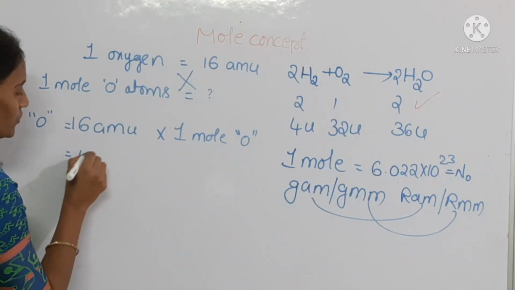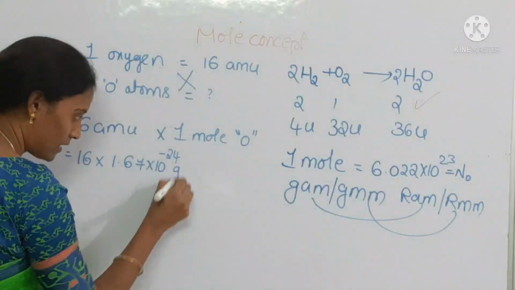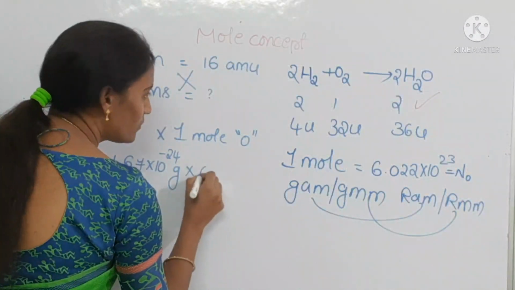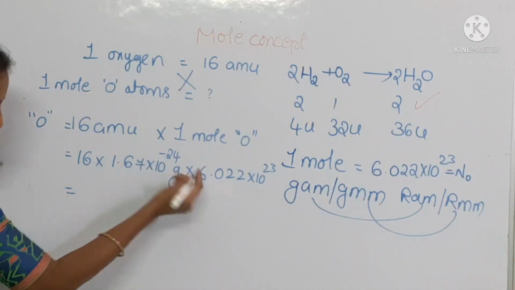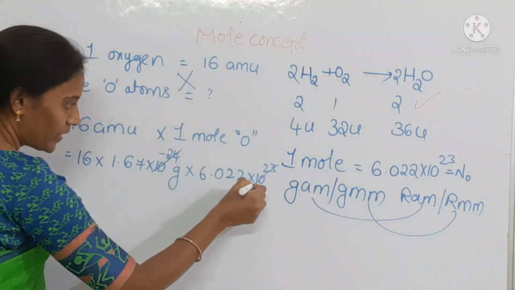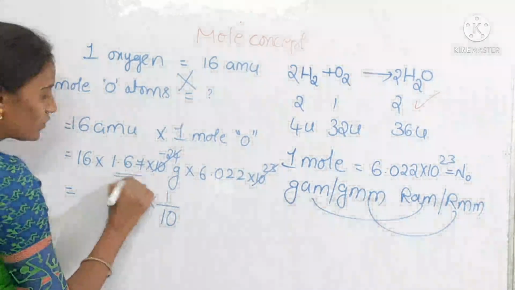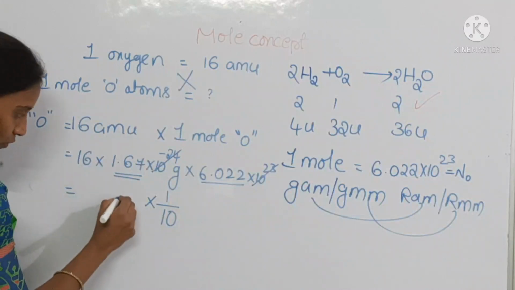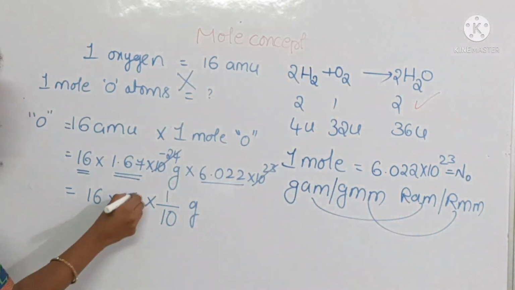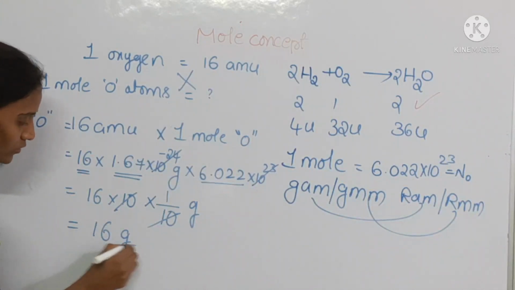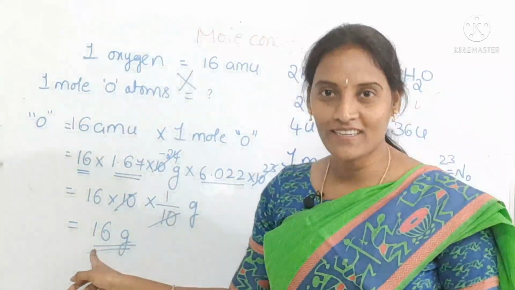So you can substitute the values. What is the AMU value? 1.67 into 10 power minus 24 grams. And what is the 1 mole value? We already know, 6.022 into 10 power 23, students. Here you just simplify these values, 10 power minus 24 and 10 power 23. By cancelling this one, the remainder is 1 by 10. If you simplify 1.67 and 6.022, you will get only 10, and the remaining is 16 into 10 into 1 by 10 into gram. So 10 cancels, remaining value is 16 grams. That is nothing but 1 mole of oxygen atoms having 16 grams, students.